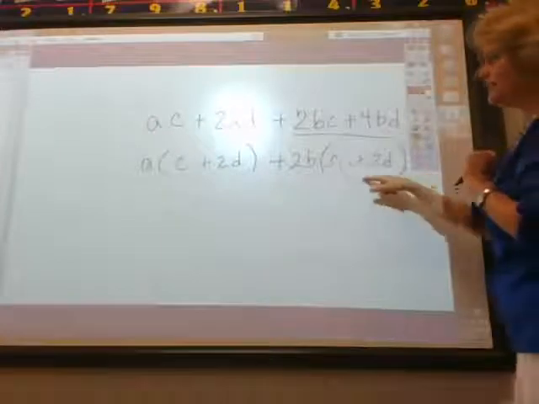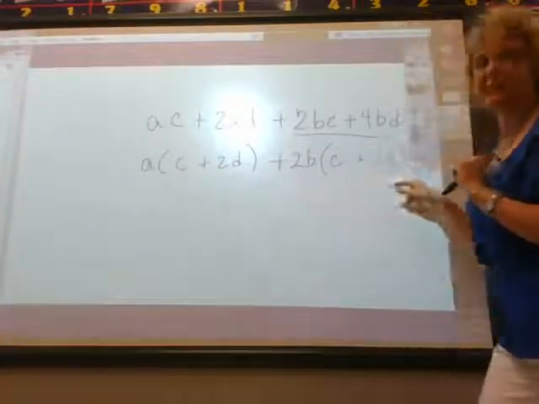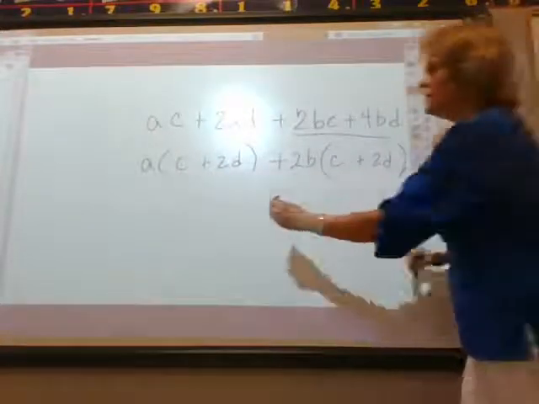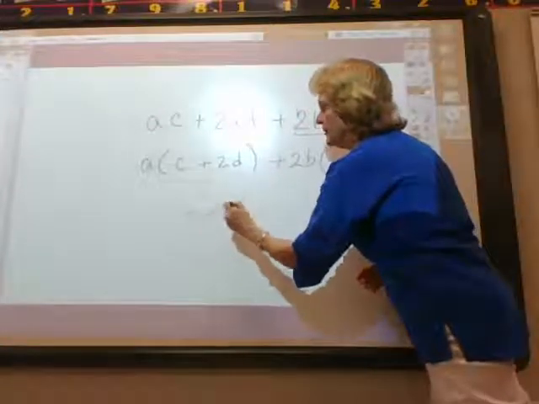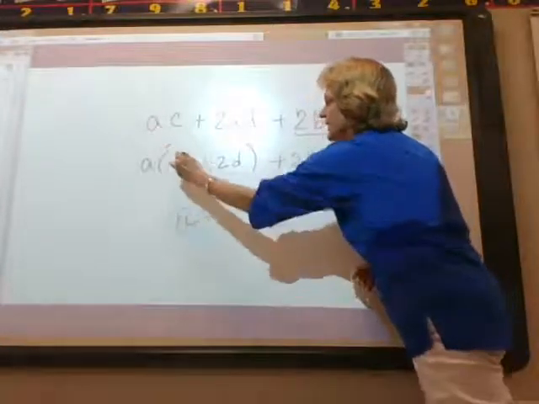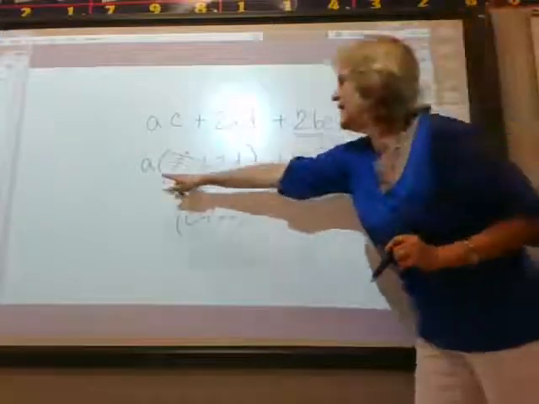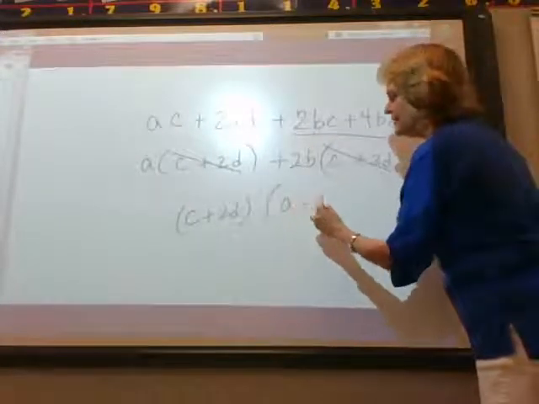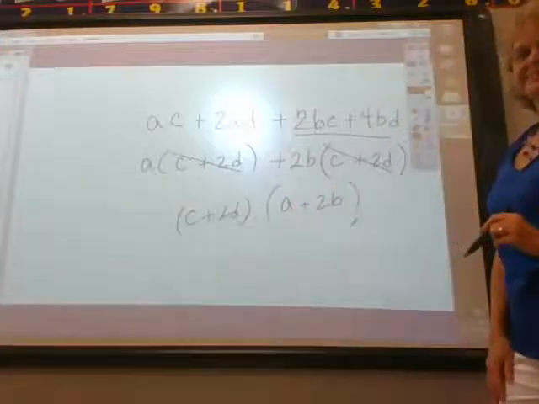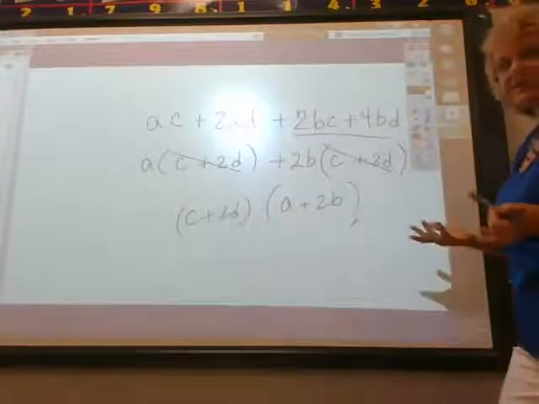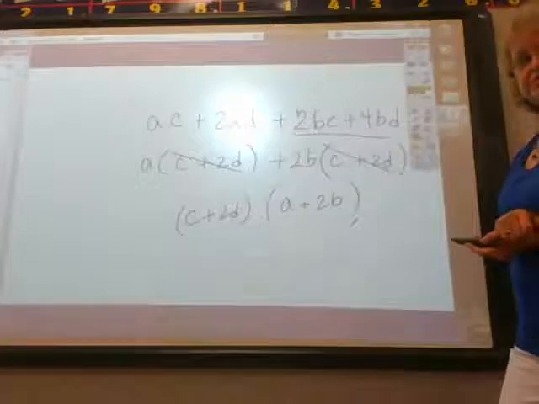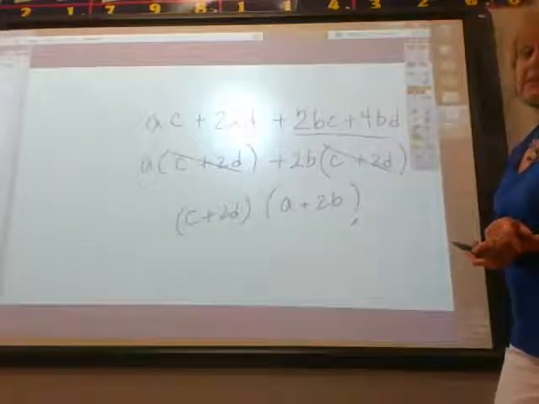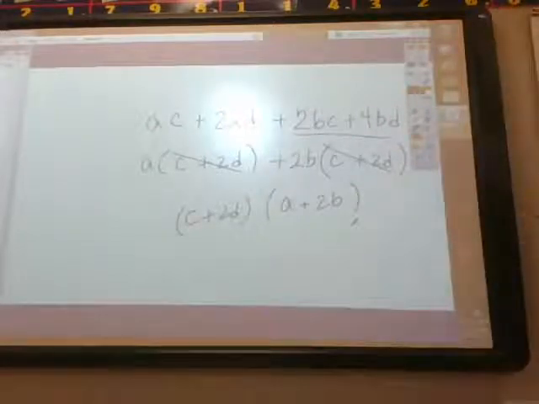And here's your trick. These 2 have to match, don't they? Because that's that common binomial that you're picking up, you're writing it, and then you're seeing what's left. A plus 2B. So you put that in the other binomial. And again, you could FOIL it out and see if you got what you started with. I guarantee you'll do it if you did it right.